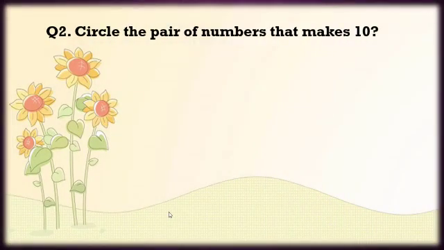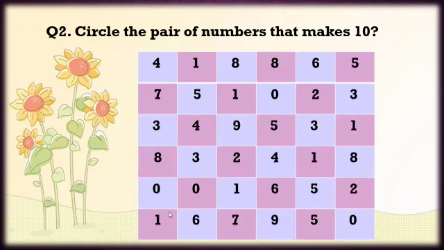Our question number 2 is circle the pair of numbers that makes 10. We have some numbers here. In it, we will circle the pairs that make 10. You will have to look at it keenly. आपको बहुत ध्यान से यहाँ पर सर्च करना पड़ेगा. यहाँ पर कुछ पेयर्स ऐसे हैं जो 10 बनाते हैं. जैसे हमने पीछे भी कुछ पेयर्स पढ़े थे जो 10 बनाते हैं. आपको वो पेयर्स यहाँ पर फाइंड करने होंगे.